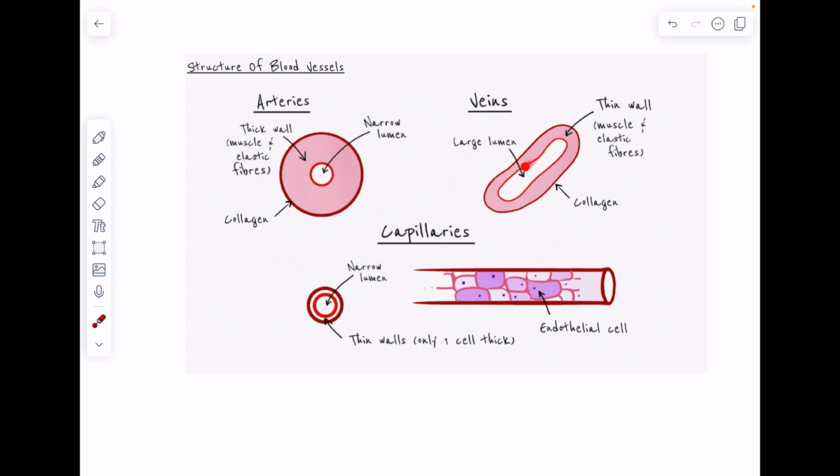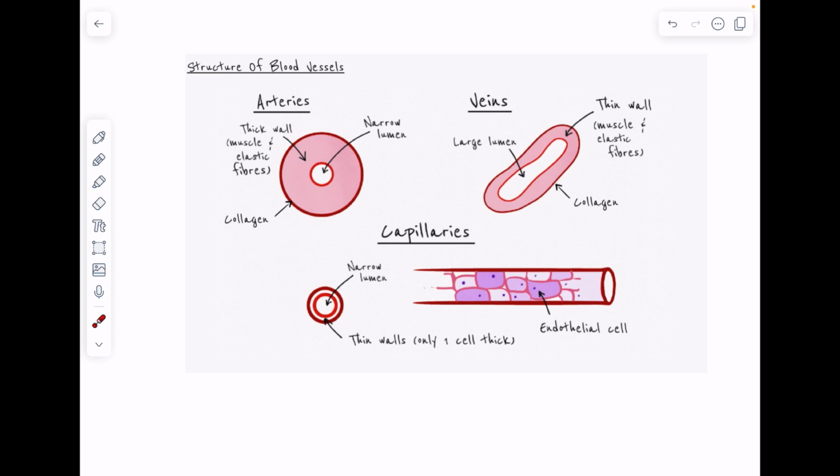We look at the veins now. Comparatively speaking, they have a much wider lumen. Their walls again consist of 3 layers, but this time they have much thinner smooth muscle and elastic fibre walls. The reason for this is twofold. First of all, the pressure of the blood flowing through that lumen is so much lower, so they don't need to be thick in order to withstand high pressure. Secondly, the thin walls mean that the veins can be pressed flat by muscles to carry blood under low pressure.